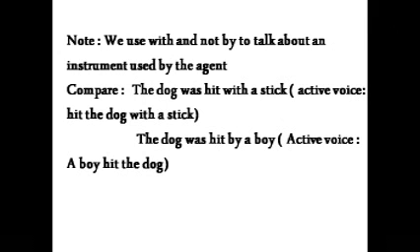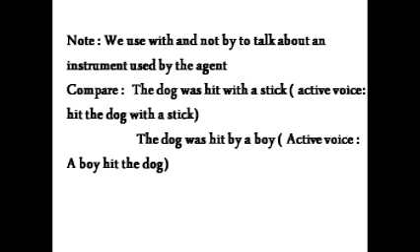Do bear in mind that to talk about an instrument used by the agent, we use with and not by. For instance, the dog was hit with a stick. It is in the active voice: somebody hit the dog with a stick. Okay? But look at the next sentence. The dog was hit by a boy. And in the active, it would be, a boy hit the dog.